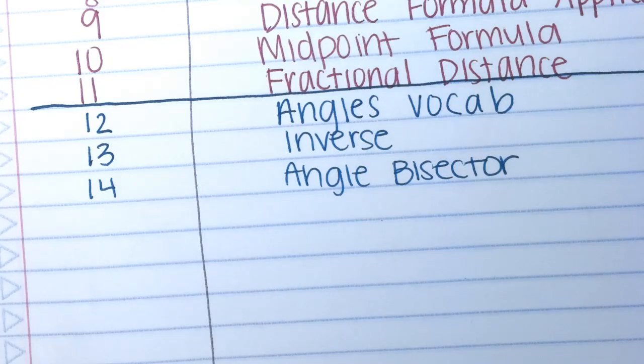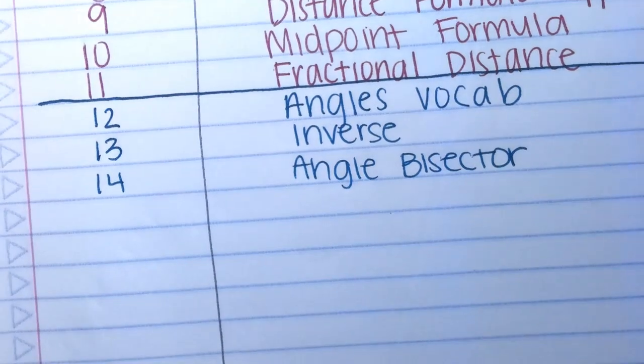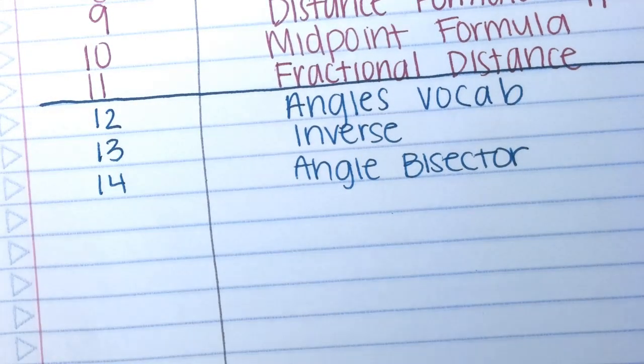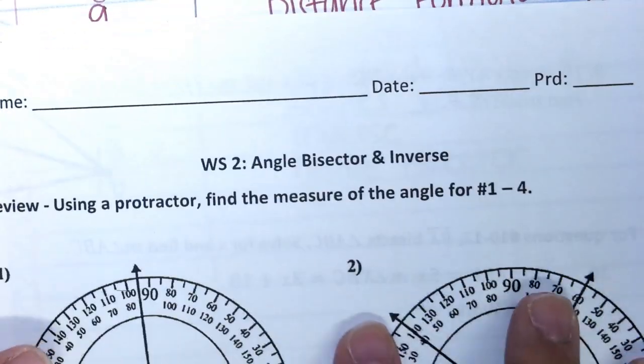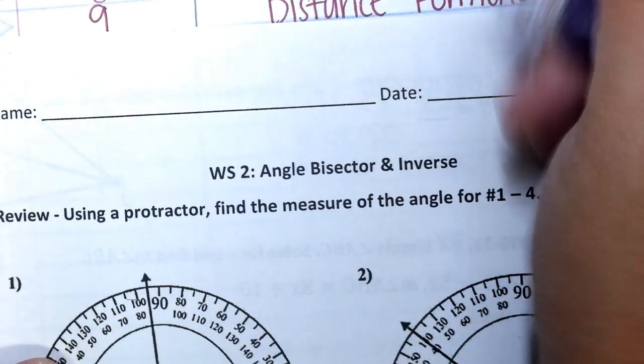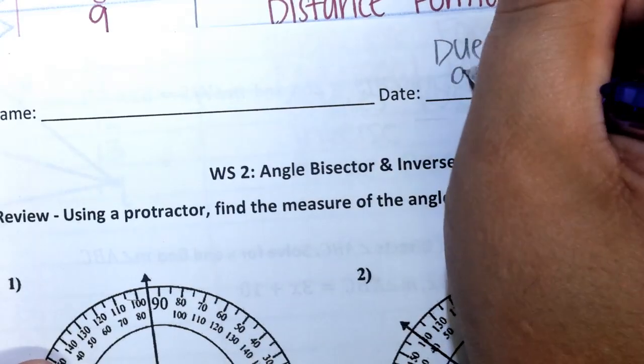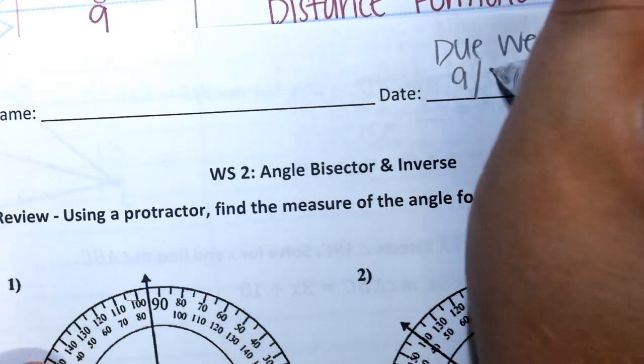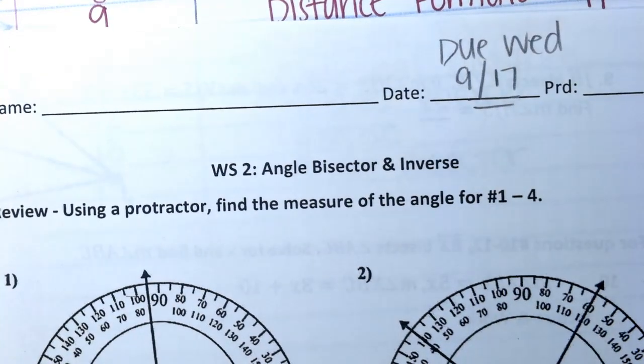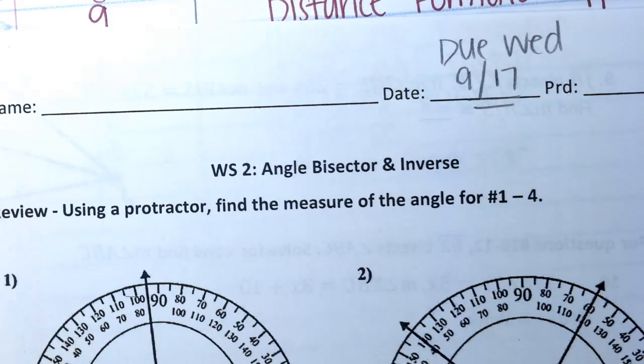Remember when you're gluing, outline it, draw an X. Due Wednesday at the top, please. Maybe on the date part, right? Due Wednesday, what's Wednesday? 9/17. Due Wednesday, 9/17.